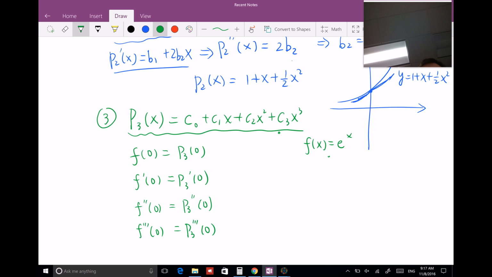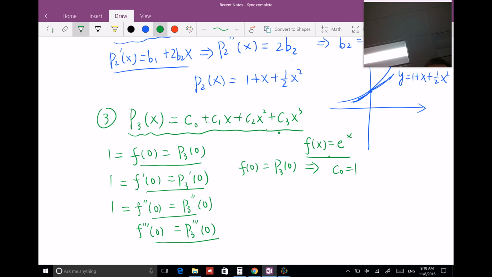So now I look at the third degree. I can at least satisfy the value at that point, the first derivative, second derivative, and third derivative. They're all exactly the same. The polynomial function and the original function are exactly the same under these four conditions. So first you can set up f(0) equals P(0). Then you plug 0 in, and c0 equals 1, because f(0) is 1, f prime of 0 is 1, the second derivative at 0 is 1, the third derivative at 0 is 1. Because it's e to the power x, right? e to the power x never changes, so it's always 1.